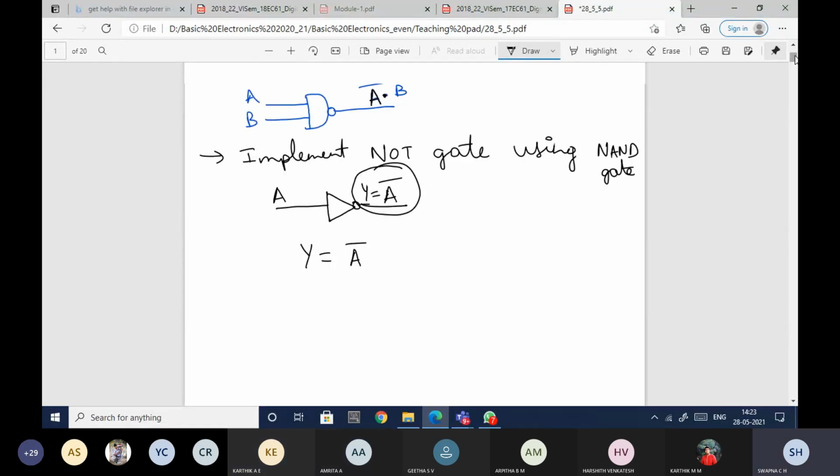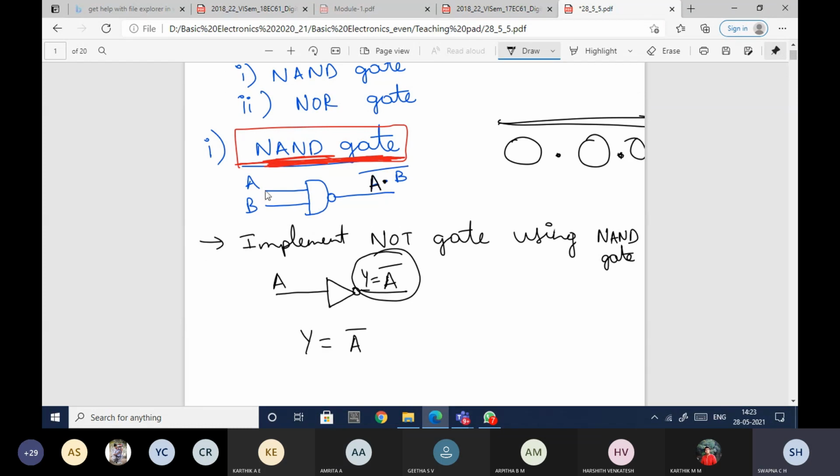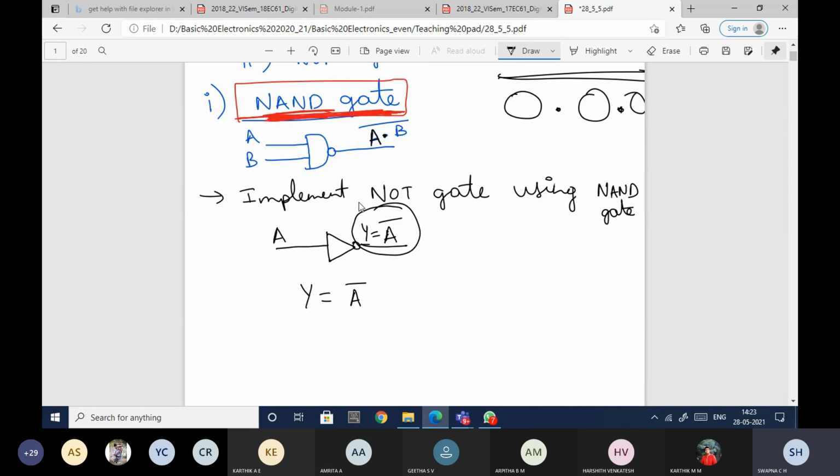And if you remember, the minimum number of inputs required for any gate apart from your NOT gate is two. Minimum two inputs are required. But now I have to implement Y is equal to A bar using NAND gate. However your NAND gate or NOT gate will work, with my connections the NAND gate connection should also work as a NOT gate. That is the reason I have taken Y is equal to A bar.